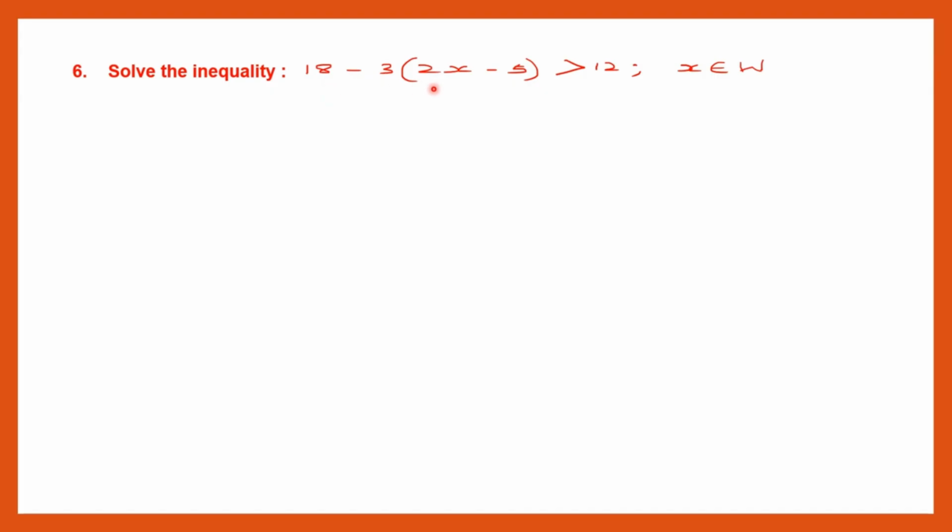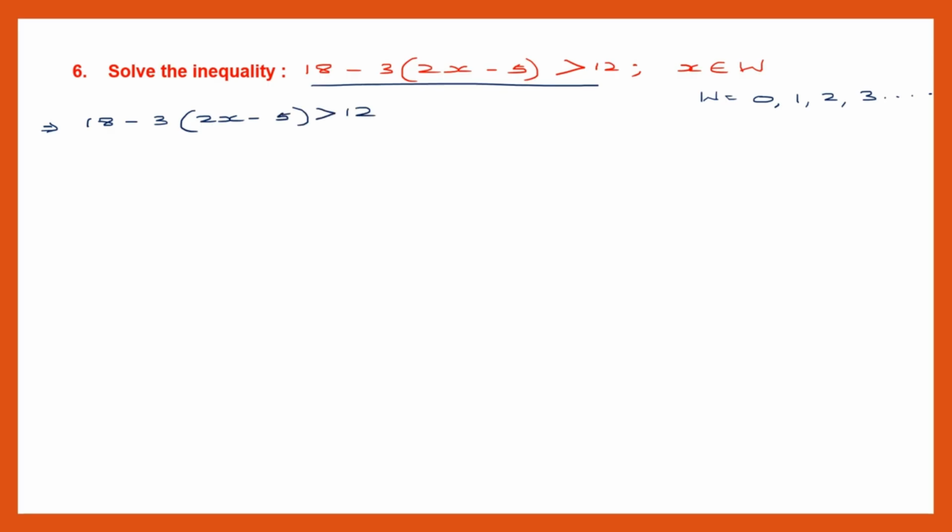Question 6, we have this question here and x belongs to whole numbers. So whole numbers are numbers that start from 0. We have 0, 1, 2, 3 and so on. Now let's simplify this. So this now becomes 18 minus 3 into 2x minus 5, which is greater than 12.